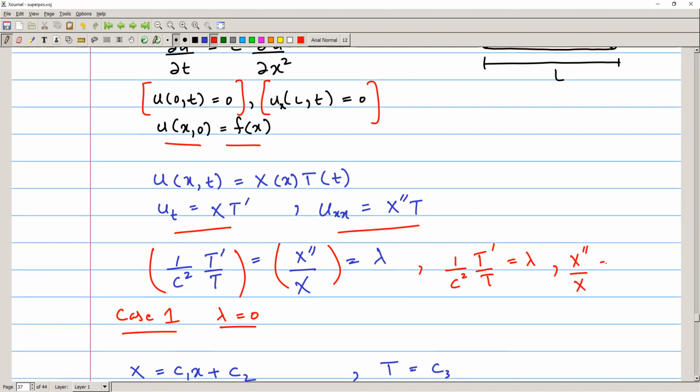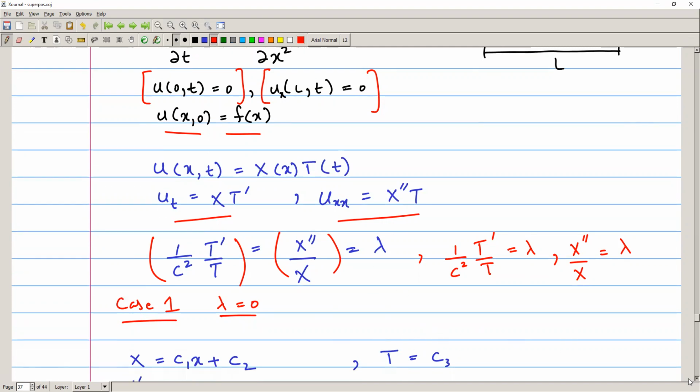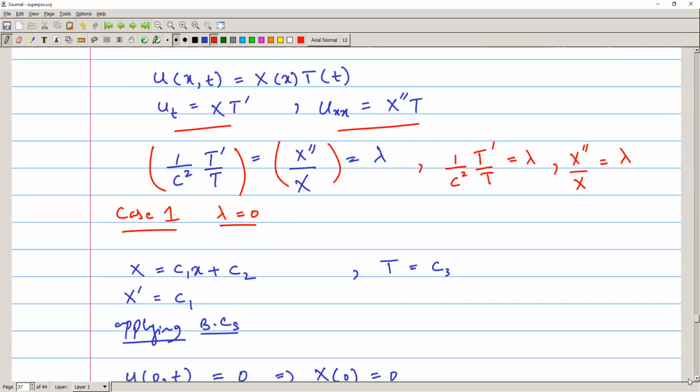We can write this in the form T prime over T equals lambda, and X double prime over X equals lambda. Now we will start with case one, that is lambda equals 0. Here X double prime will be equal to 0, and when we integrate this twice, we get X equals c1 x plus c2.